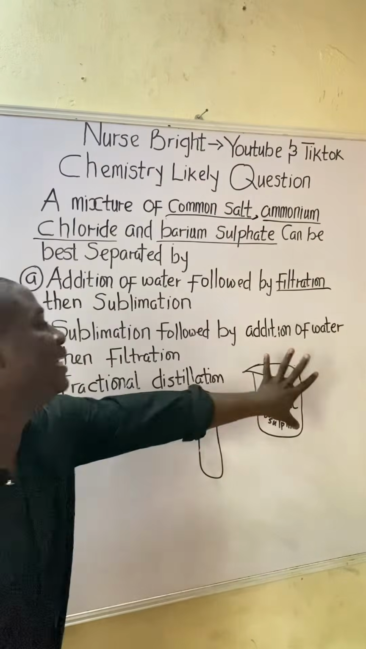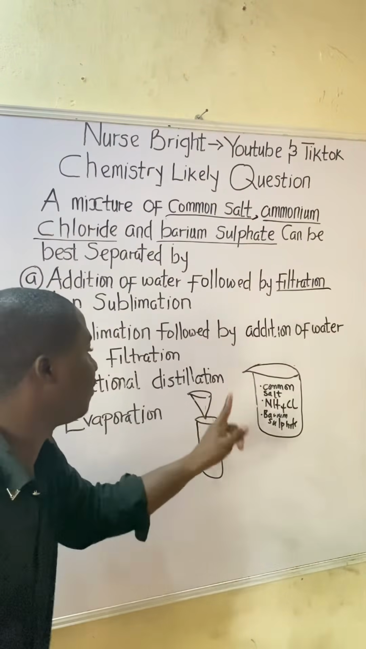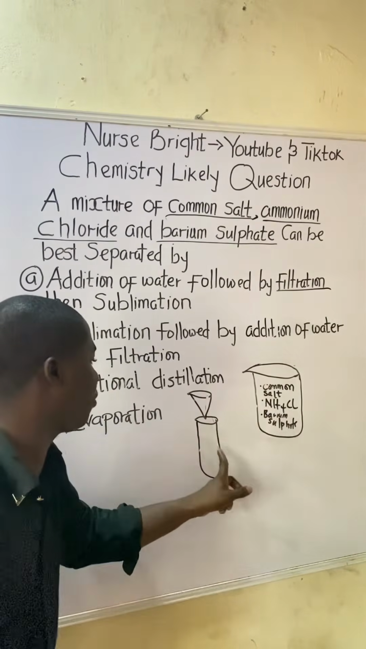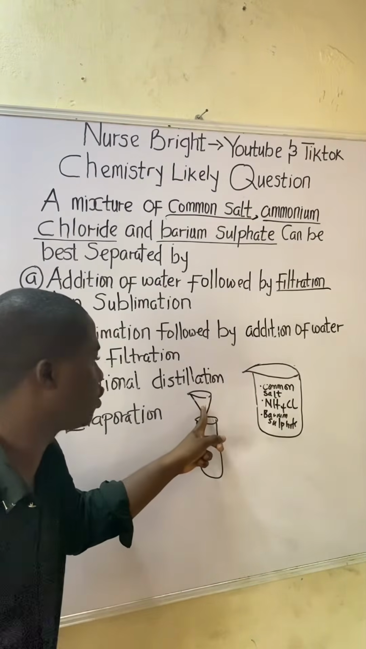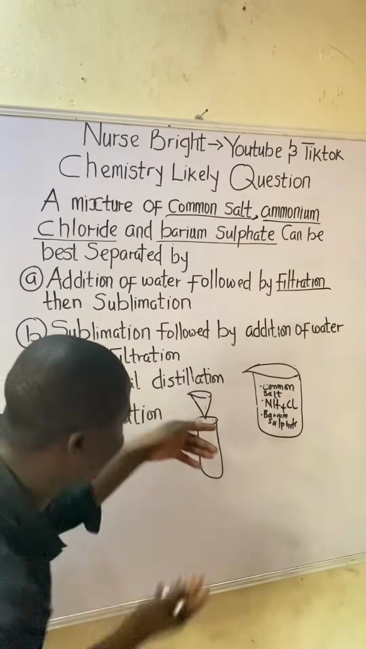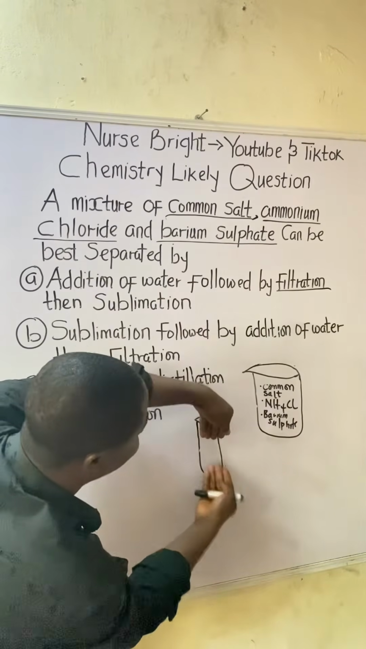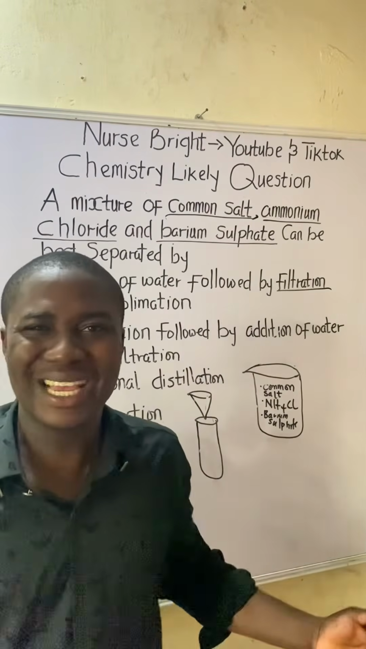We just filtered the content of this beaker into this filter paper. Then common salt and ammonium chloride will enter, leaving just barium sulfate. So now you can see that we've separated just barium sulfate, while both of them, common salt and ammonium chloride, are still together inside the test tube. Is it the best method?